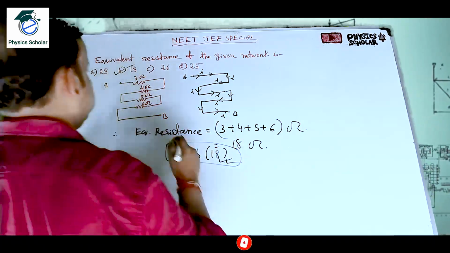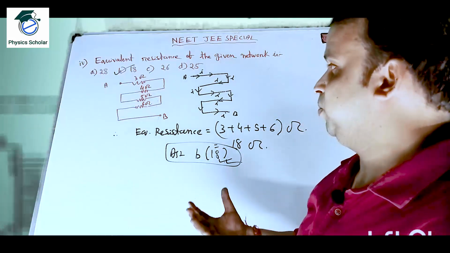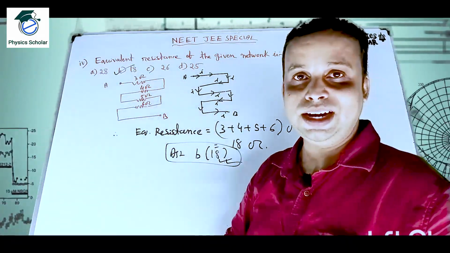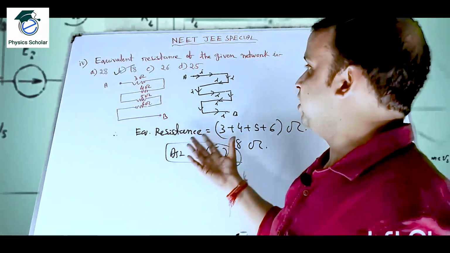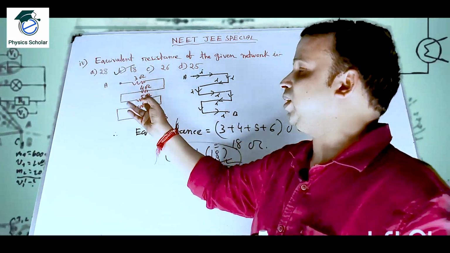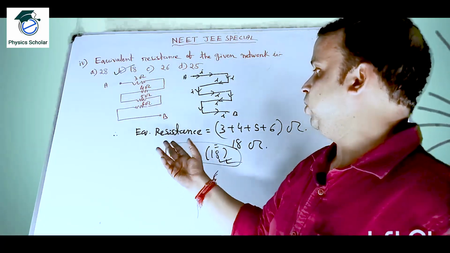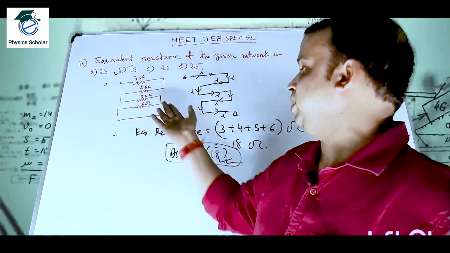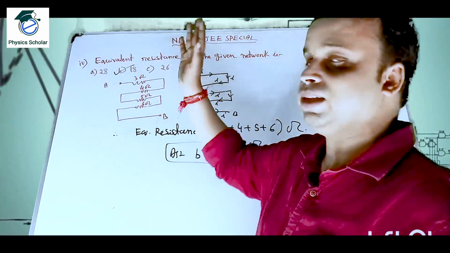So here you see, it is a very easy sum. By looking at the circuit you may be confused, but here the same current is flowing through all the branches. That means all these resistances are connected in series. So the equivalent resistance in case of a series circuit is the sum of all the resistances. So 3 plus 4 plus 5 plus 6. If the values change, you have to put the values over here and you will get the correct answer.